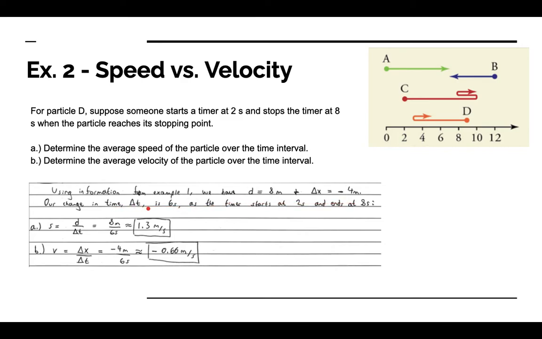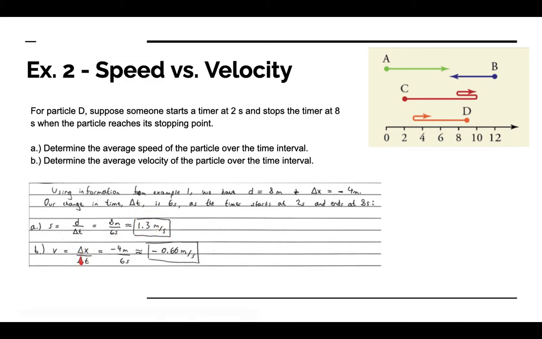We know that our change in time, delta t, is 6 seconds, as a timer starts at 2 seconds and ends at 8 seconds. So the time interval from 2 to 8 is 6 seconds. So our speed is distance divided by time, or simply 8 meters divided by 6 seconds, which gives us a speed of 1.3 meters per second. We get something that is a positive quantity.